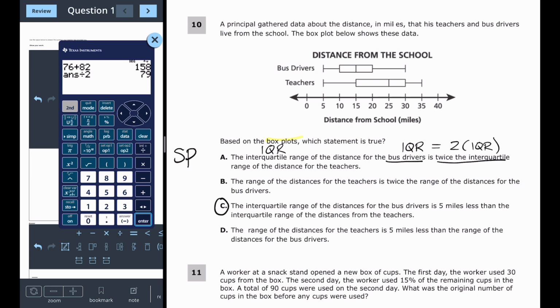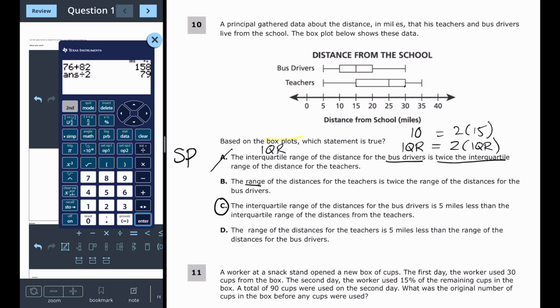So is that true? All right, so my IQR for my bus drivers, that means I want to know from this number, which is 10, because I can see it right here, 10. And my second one over here is 20, from 10 to 20, okay? So let's cross this out for a second. So for bus drivers, my IQR is 10. And for my teachers, it goes from 15 to 30, which is, well, 15. So is 10 equal to 2 times 15? Nope. 10 is not equal to 30. So let's go to the second one.